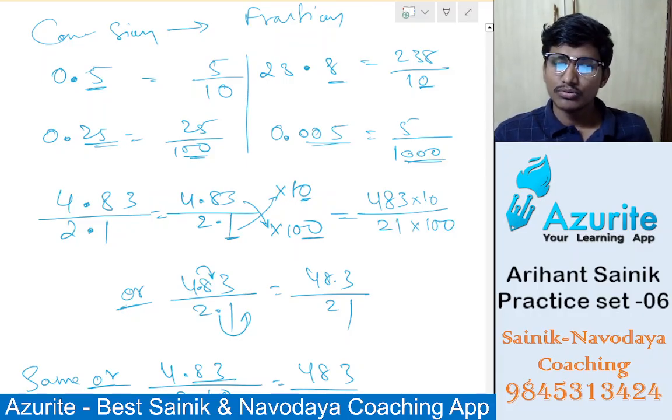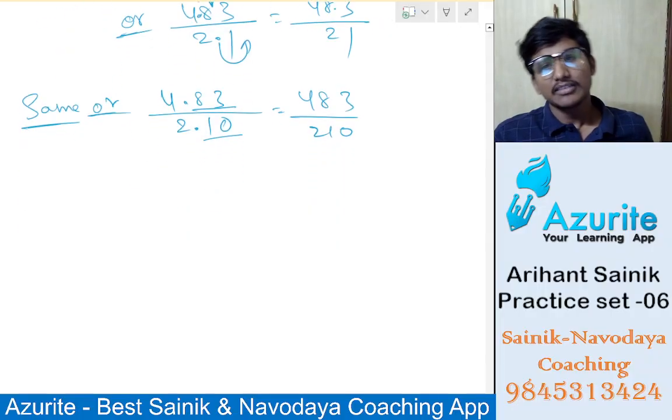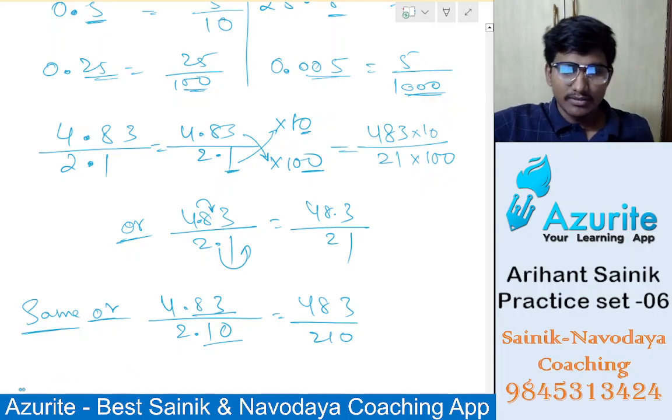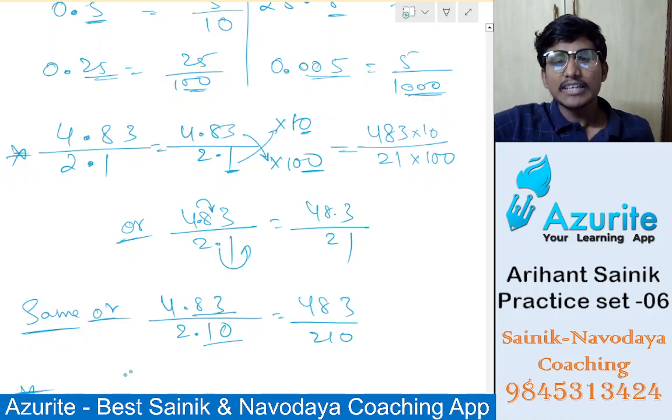Understood? Sir, we can also do it like this, no, sir? Yeah, multiply by 10. You can do it in so many ways. Yes, that many zeros. So you can do it in so many ways. So I will take one more example.